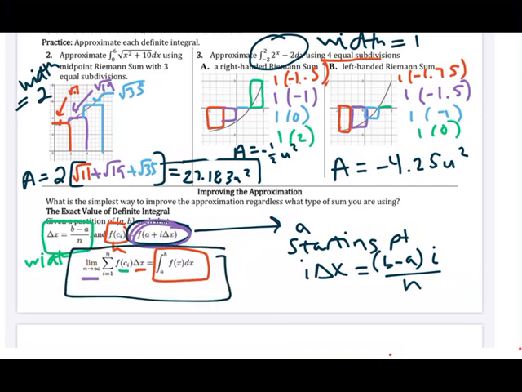And what we're going to do in 4.3 is we're going to talk about how do we evaluate this without actually having to draw a graph and look at these rectangles. How do we evaluate this mathematically, algebraically, as opposed to in a more analytical graphic sense?